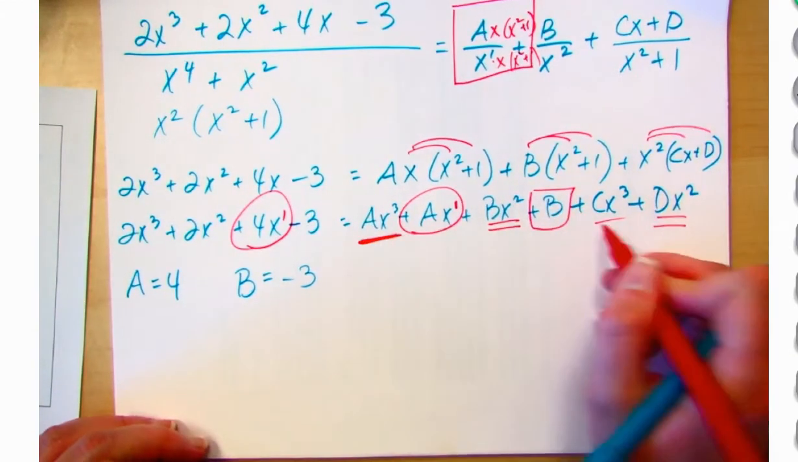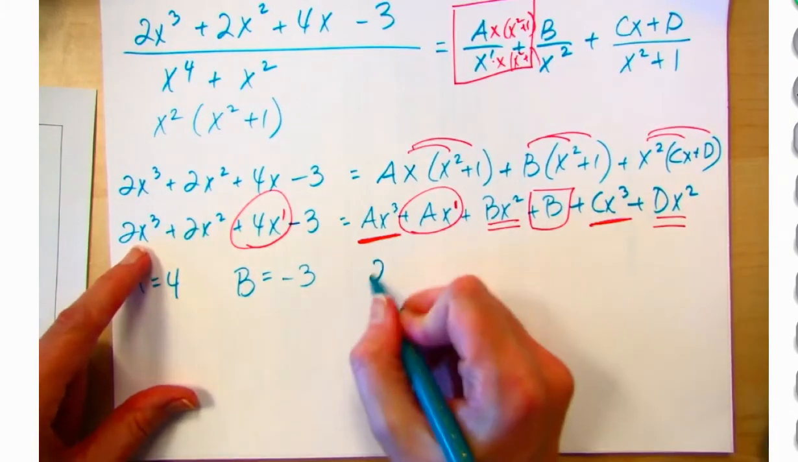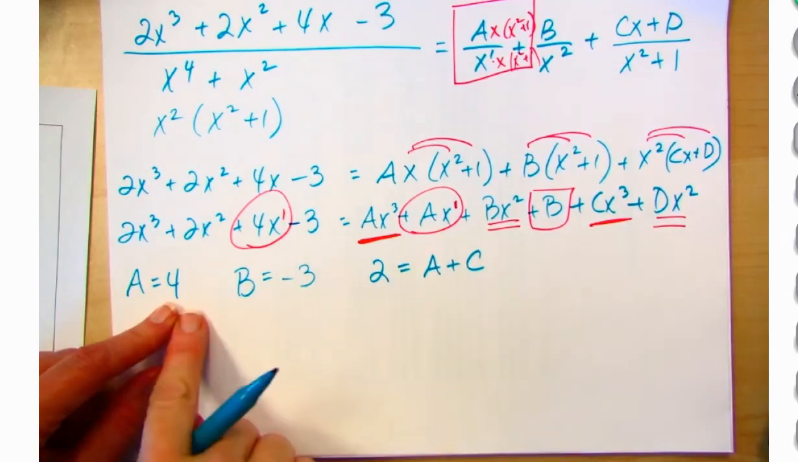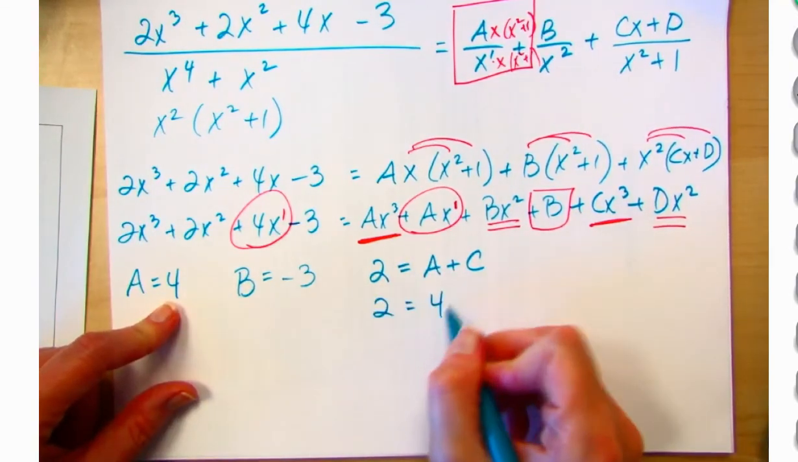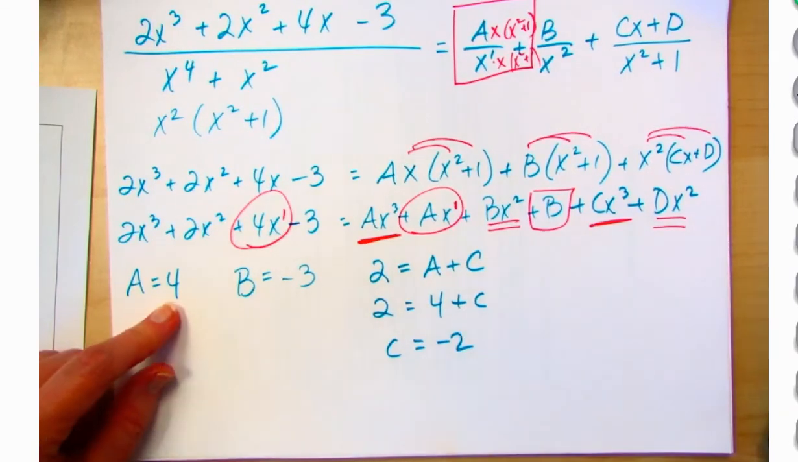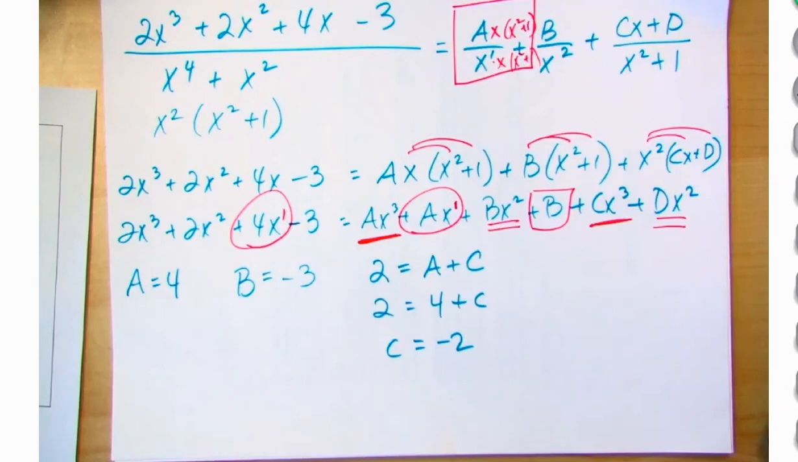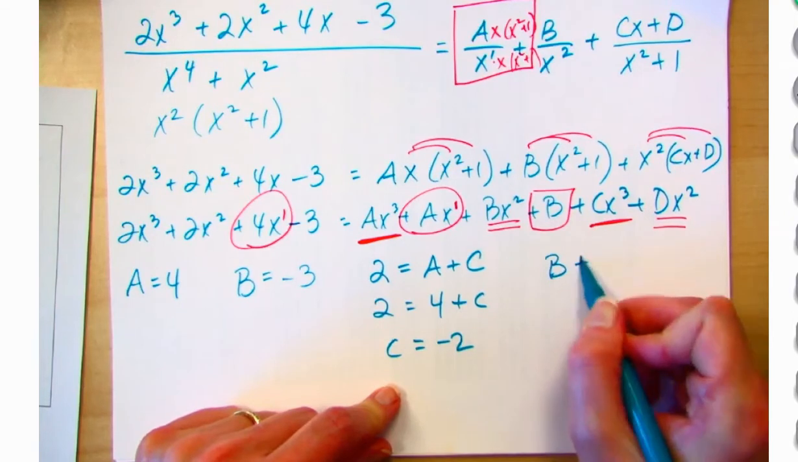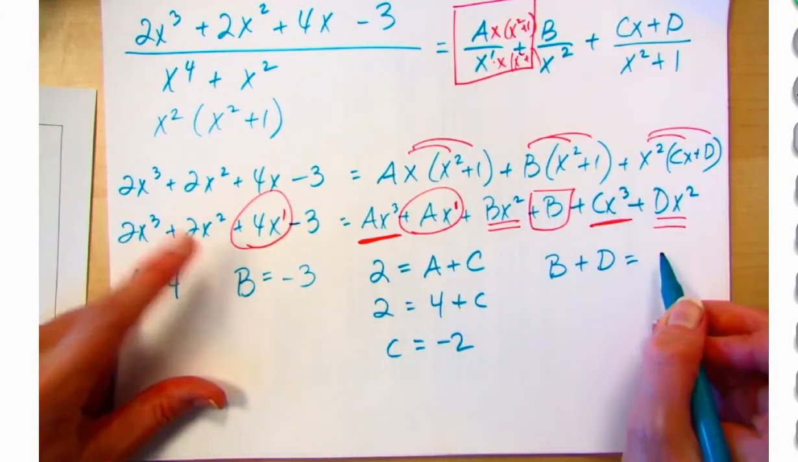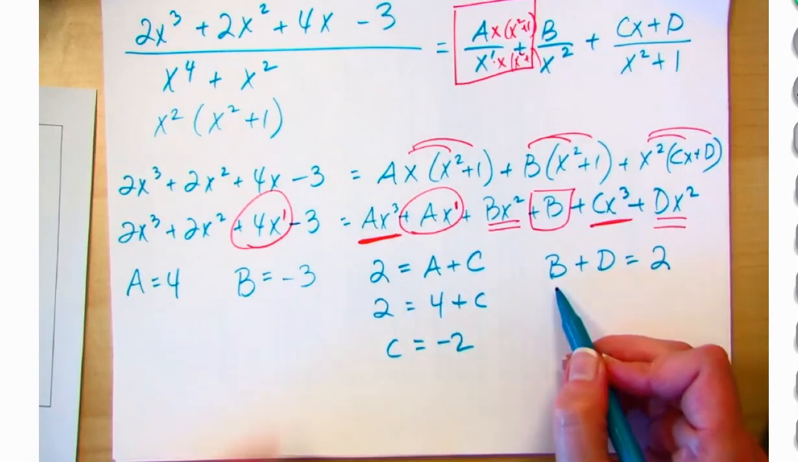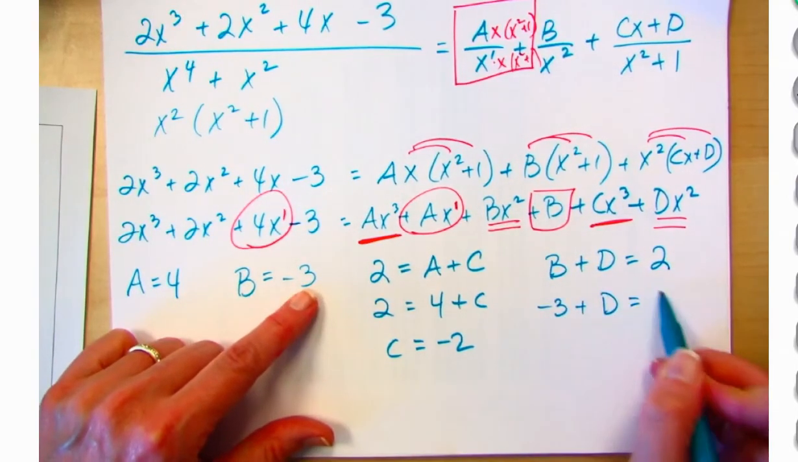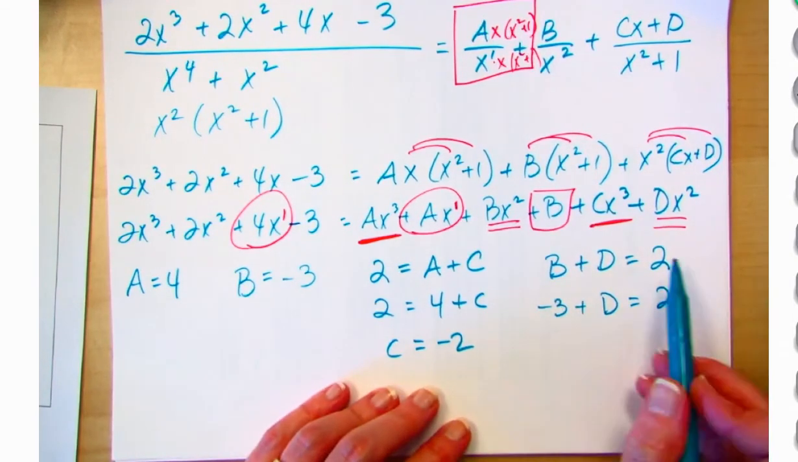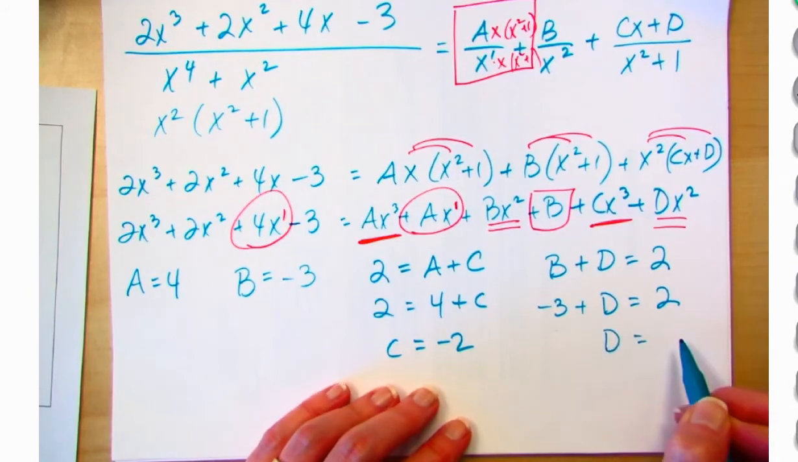All right. If A is 4 and B is negative 3, now let's deal with those that we don't know yet. Okay? So we know that 2 equals A plus C. But wait! There's more. We know that A is 4. If A is 4, C is negative 2. All right, only one more to go. Jonathan. We know A, we know B, we know C. What's D? So we've got B plus D equals 2. We know that B is negative 3. Exactly. B is negative 3, and B plus D equals 2, therefore D is 5.